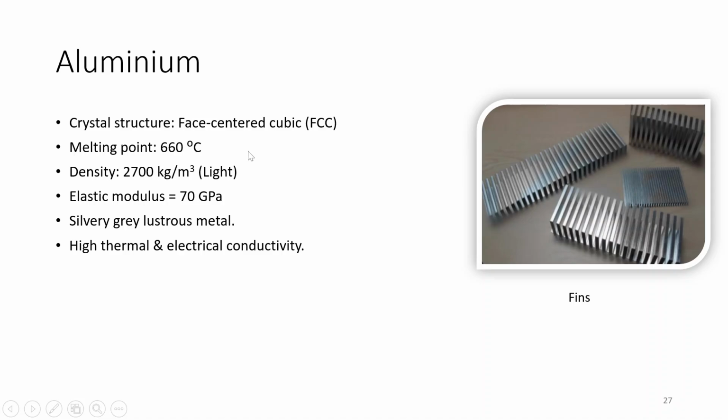Next is aluminum. Aluminum has an FCC crystal structure, which is face centered cubic. As I told in the previous chapter as well, face centered structures have a lot of slip systems, which gives this material a lot of ductility and toughness. Its melting point is also very low, so it can be easily cast. 660 degrees Celsius is very low compared to other metals. So this material is used in applications with lower service temperatures.